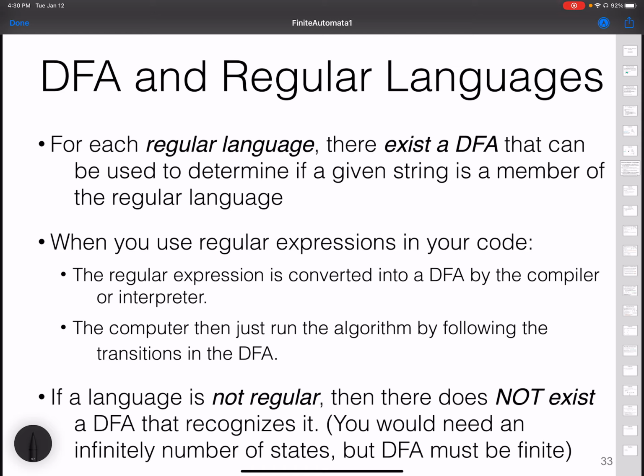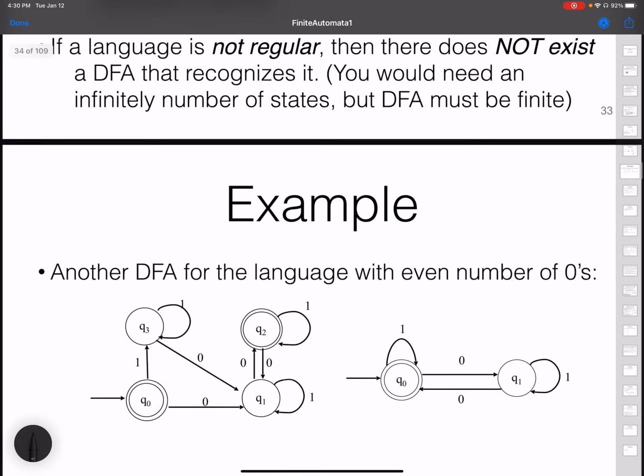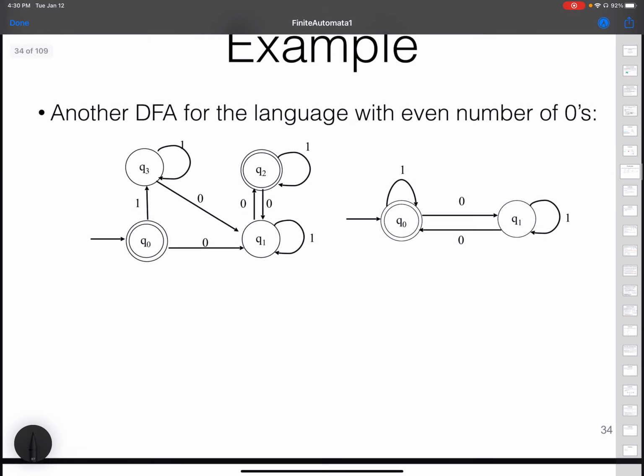We will actually talk about regular expressions, I think, in the third week or the fourth week of the semester. I'm not quite sure now. Okay, let's see more examples here.